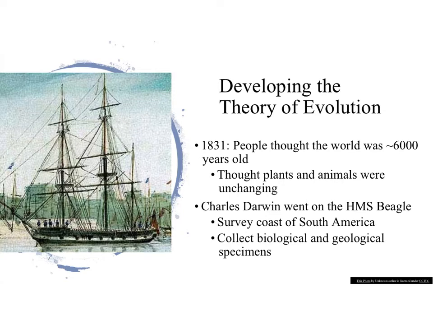Did you write down all that? All right, so our story of Darwin and how he had some first thoughts on evolution starts all the way back in the 1830s. So in 1831, the general consensus was people thought the Earth was 6,000 years old. And then they also thought plants and animals were unchanging.